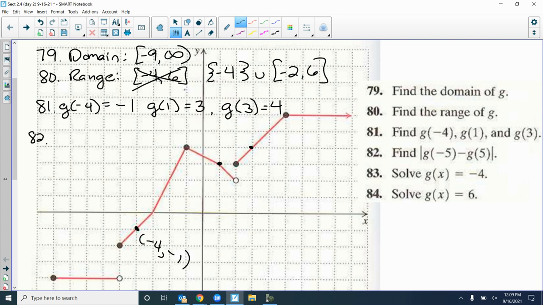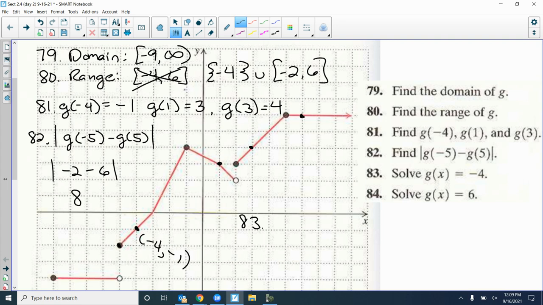82, absolute value, G of negative 5 minus G of 5, and we want to simplify that. What's G of negative 5? Kylie, what do you think? I got negative 2. Yes, because you've got those 2 points, and you have to use the one where it's included. So you've got negative 2 minus G of 5, 2, 3, 4, 5, 6, right there. So that's a 5. No, that is 6, right? Negative 2 minus 6 is negative 8, but we're taking the absolute value, so that is 8.